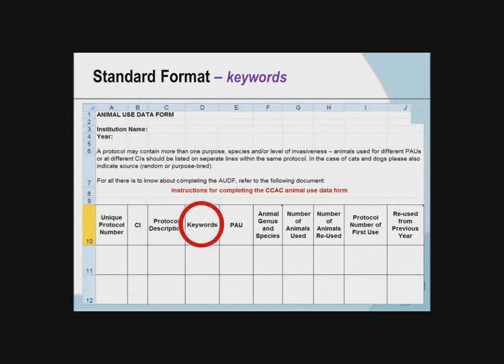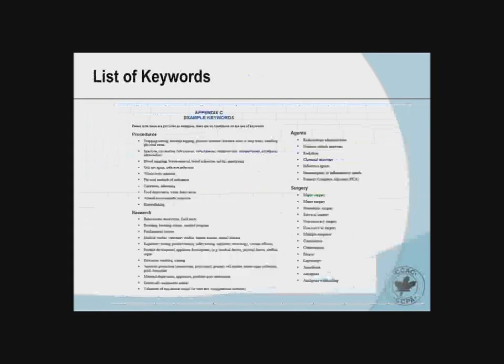So the next element I'm going to talk about then is keywords. Similarly, the list of keywords are intended to be used to easily determine the procedures that have been carried out on the animals. The keyword should easily identify the procedures carried out and should help establish the category of invasiveness. Again, if you're not using a protocol description, then the keywords should also reflect the purpose of animal use, so this too can be verified and is clear.